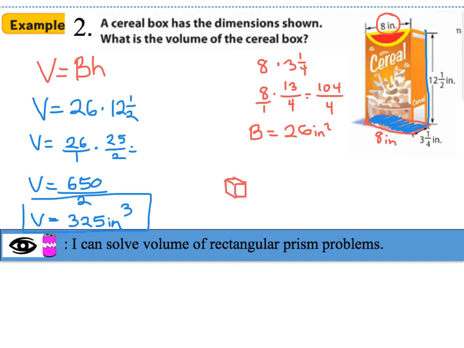So if we pay attention to our units, we are given inches, inches, inches. If I have a little cube and each side is worth 1 inch high and 1 inch wide, I can fit 325 of these 1 inch cubes inside of my cereal box, and that's the space that it's going to fill. So 325 inches to the third power.